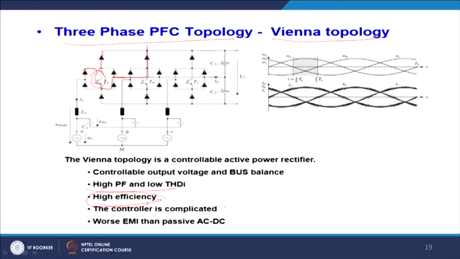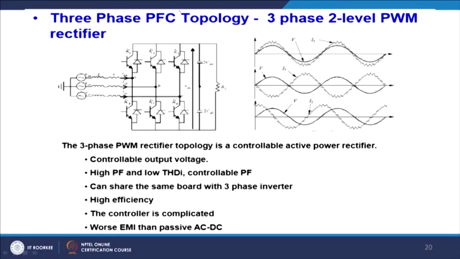And this is one of the issues, that control is quite complicated, and what about EMI. For the passive AC to DC conversion, then this is your multi-pulse converter. And for this reason we try to find one solution, your 3 phase power factor correction topology. Not only power factor, it also reduces the THD, and it is for the 3 phase.